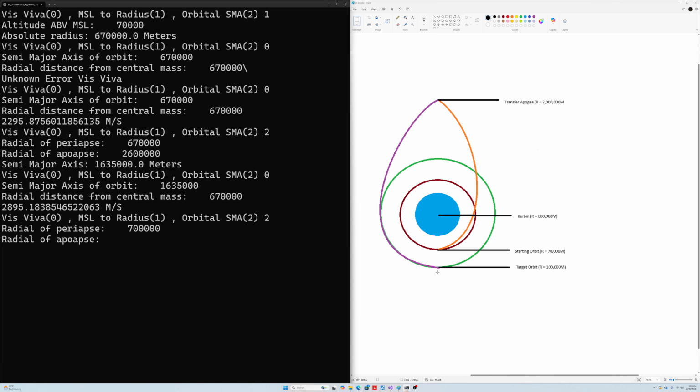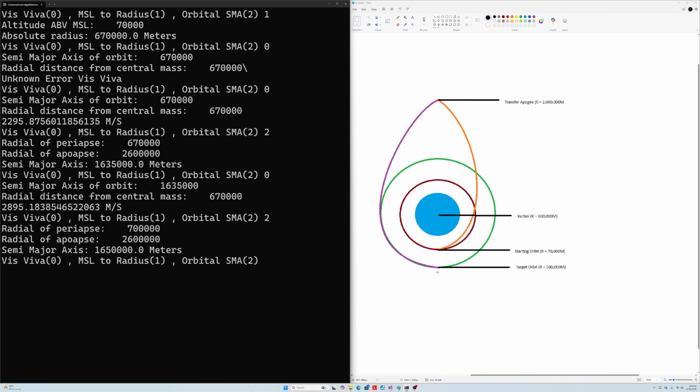The radial of our apoapsis will be the same as it was before, 2.6 million meters, which gives us a semi-major axis of 1,650,000 meters. As you can see, that is not significantly different from the semi-major axis of our first transfer orbit. That's entirely normal because we are only ascending 30,000 meters as per the maneuver.